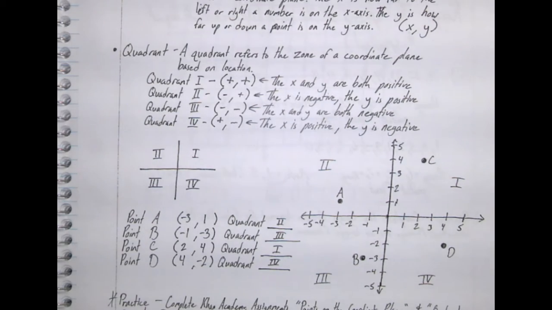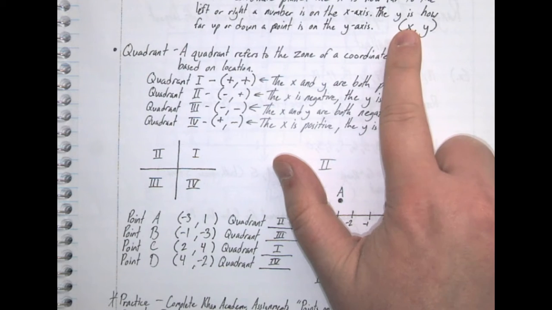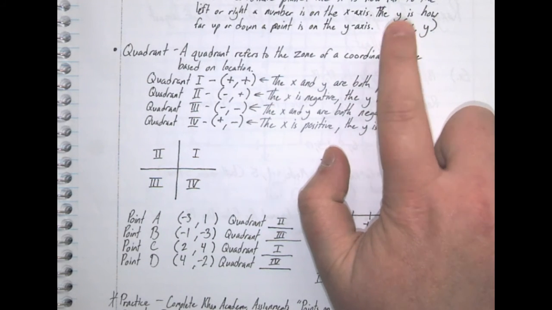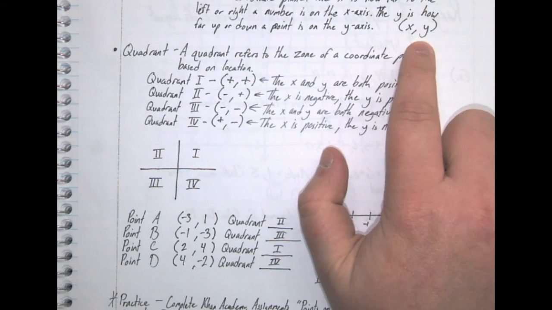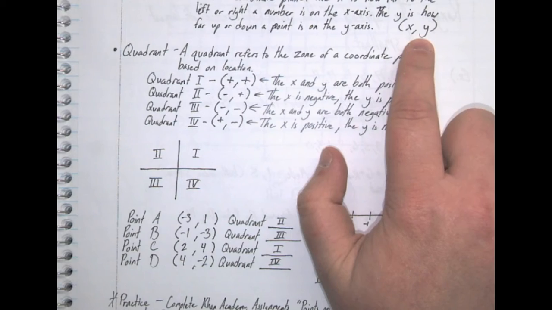And when you look at an ordered pair, this is what it's going to look like. You're going to have parentheses, a number, comma, number, close parentheses. The first number is your x. That's going to tell you if you go left or right and how far you go. Our y is our second number, and it's going to tell you how far up or down we go.